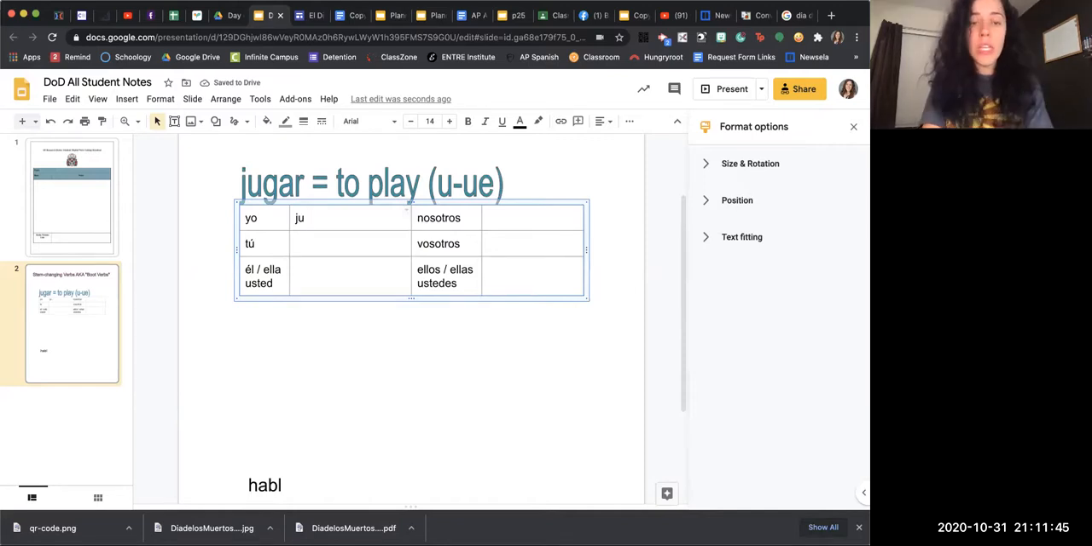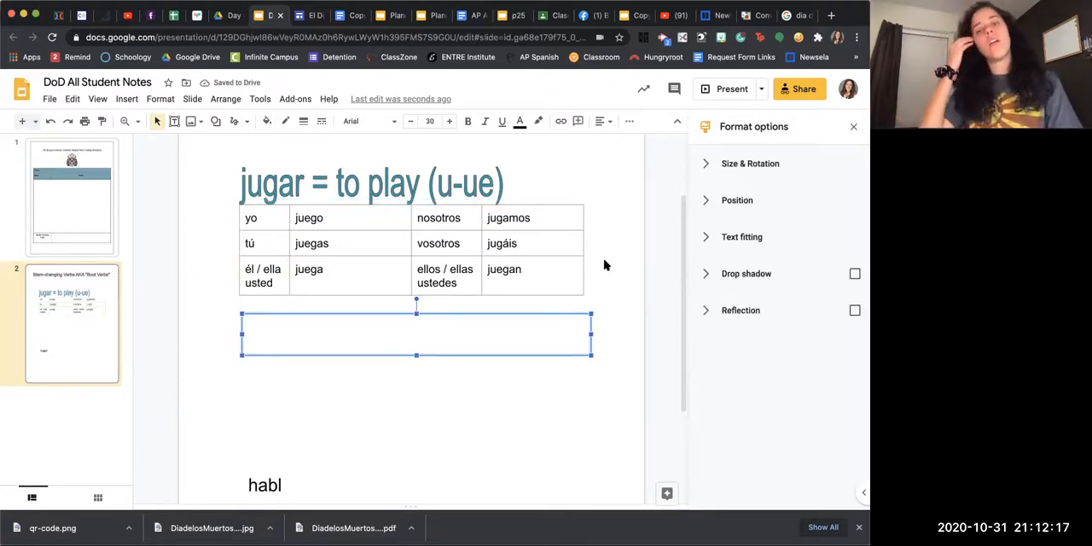J-U-E-G, and then drop the AR, and for yo would be an O. Juego. Yo juego, tú juegas, él juega, ellos juegan. But remember that nosotros and vosotros does not stem, so keep it as it was. Jugamos, no U, or sorry, no E. Jugamos and jugáis. Accidentally, A. Jugar.